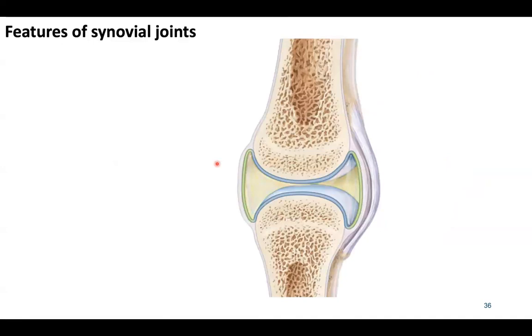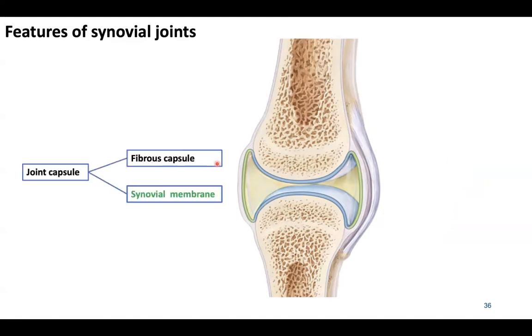Now let us see features of synovial joints. They are surrounded by a cavity. The joint capsule that makes the cavity has two layers. It has an outer fibrous layer, which is known as the fibrous capsule, and an inner synovial membrane. When we see the outer layer, the fibrous capsule, it's continuous with the outer covering of bones. Bones externally are covered with periosteum, so the fibrous capsule is continuous with periosteum.